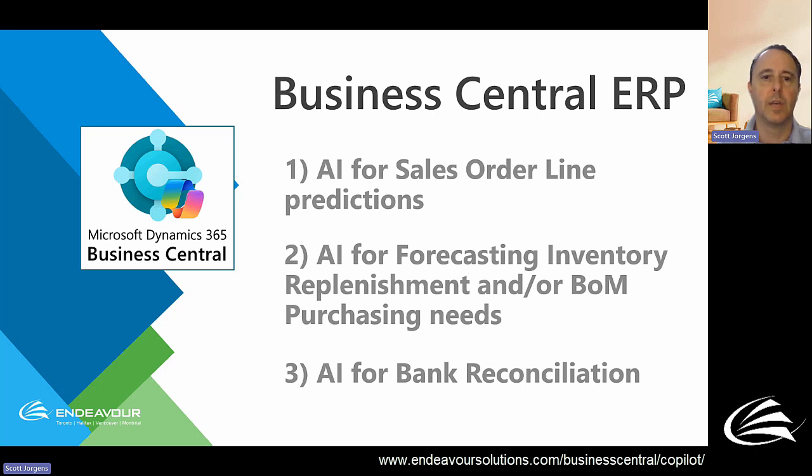We'll talk about AI for sales order line item predictions, AI for forecasting inventory replenishment, or BOM purchasing. Basically the same thing. It just depends on where your inventory is being managed within your manufacturing or distribution type processes. And the last one's looking at the Copilot AI that's for bank reconciliation.